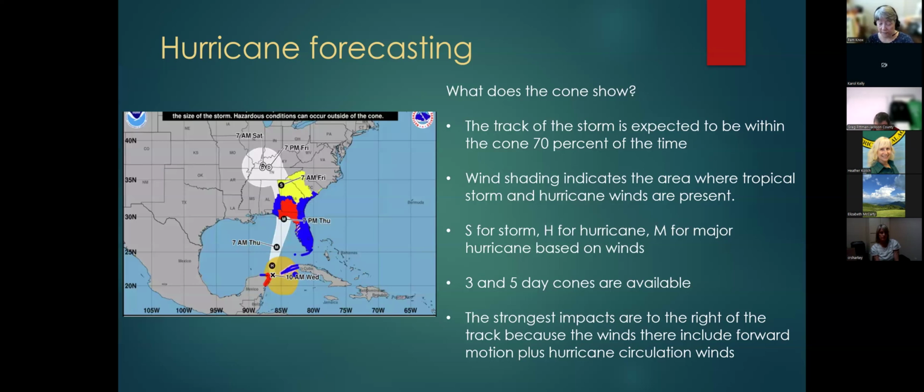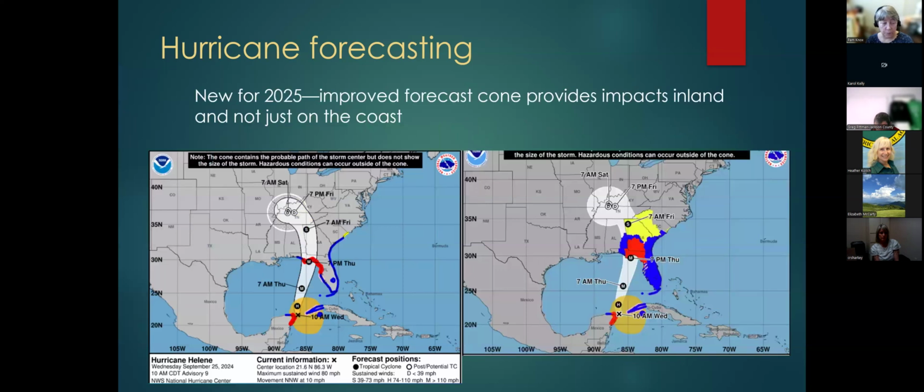The new thing about this is that before, the old cone is shown here on the left-hand side. They didn't really show where the impacts were going to occur. And now they have added impacts to the cone. So if you look on the right-hand side, you can see areas where hurricane force winds are expected, where tropical storm force winds are expected, and then there's some other things as well.